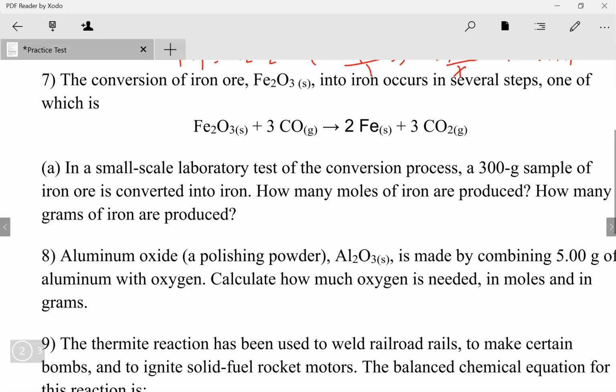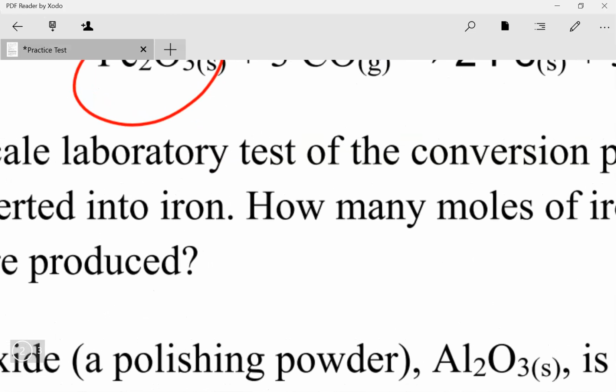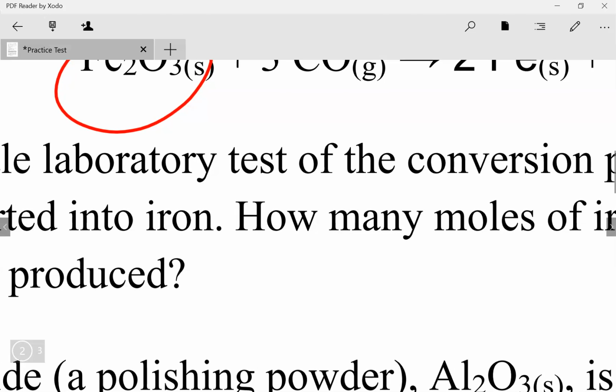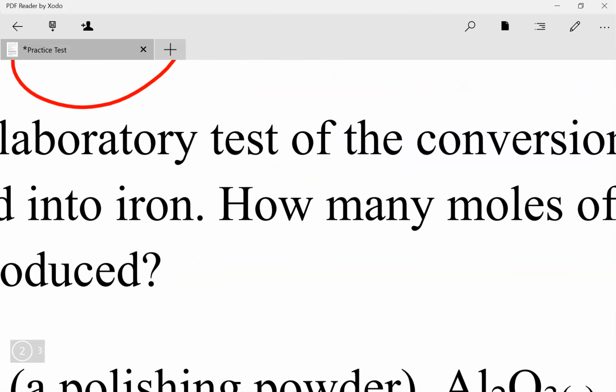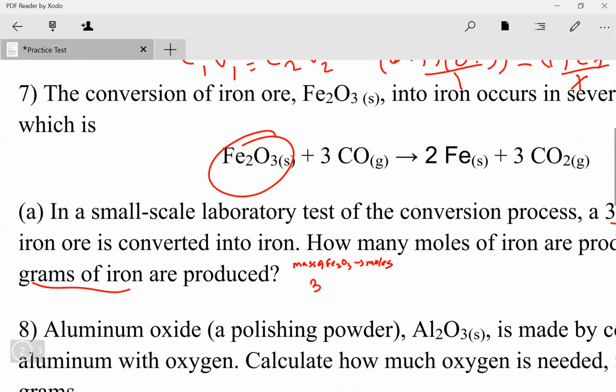Okay, so I have a 300 gram sample of iron ore, which is iron oxide, that is converted into iron. How many moles of iron are produced? So first we have to find how many moles of iron oxide I use. The grams of iron is what I'm finding eventually, so this is essentially a mass-to-mass question. First I have to go from mass of Fe2O3 to moles. So first I have to do mass, which is 300 grams, divided by molar mass.